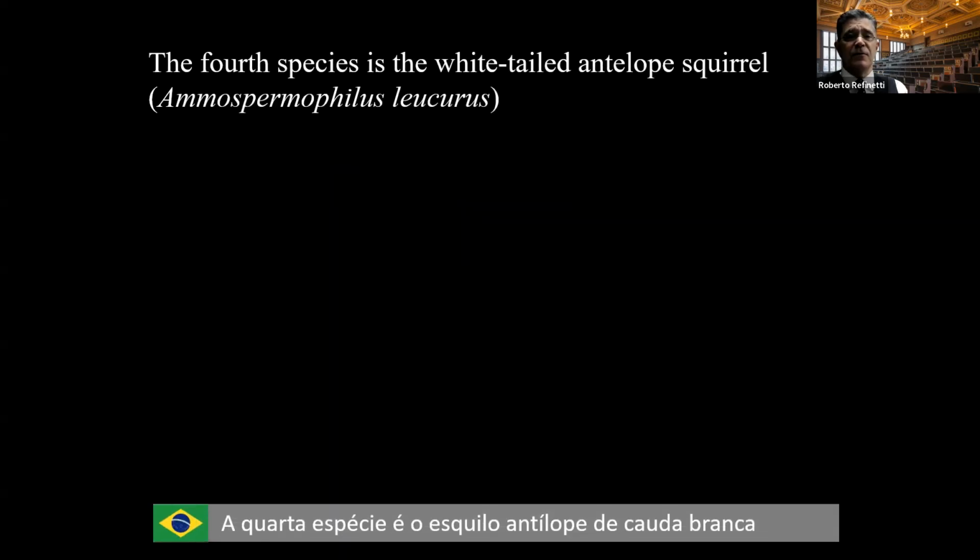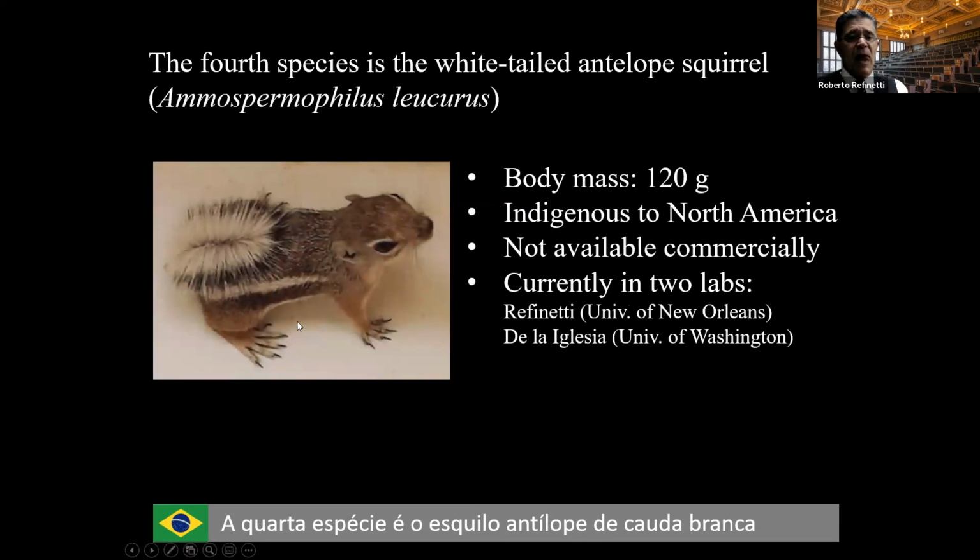And the fourth of those 4 species is the white-tailed antelope squirrel, Ammospermophilus leucurus. It's called antelope squirrel because the tail looks like an antelope tail turning over like this. Body size is the same as the Nile grass rat, a very convenient 120 grams. They are indigenous to North America, so people doing research in North America are able to go and catch them. They're not available commercially. You have to go and trap them in the wild. Currently, I know of 2 labs that have them: my lab at the University of New Orleans and Professor De La Iglesia's lab at the University of Washington.